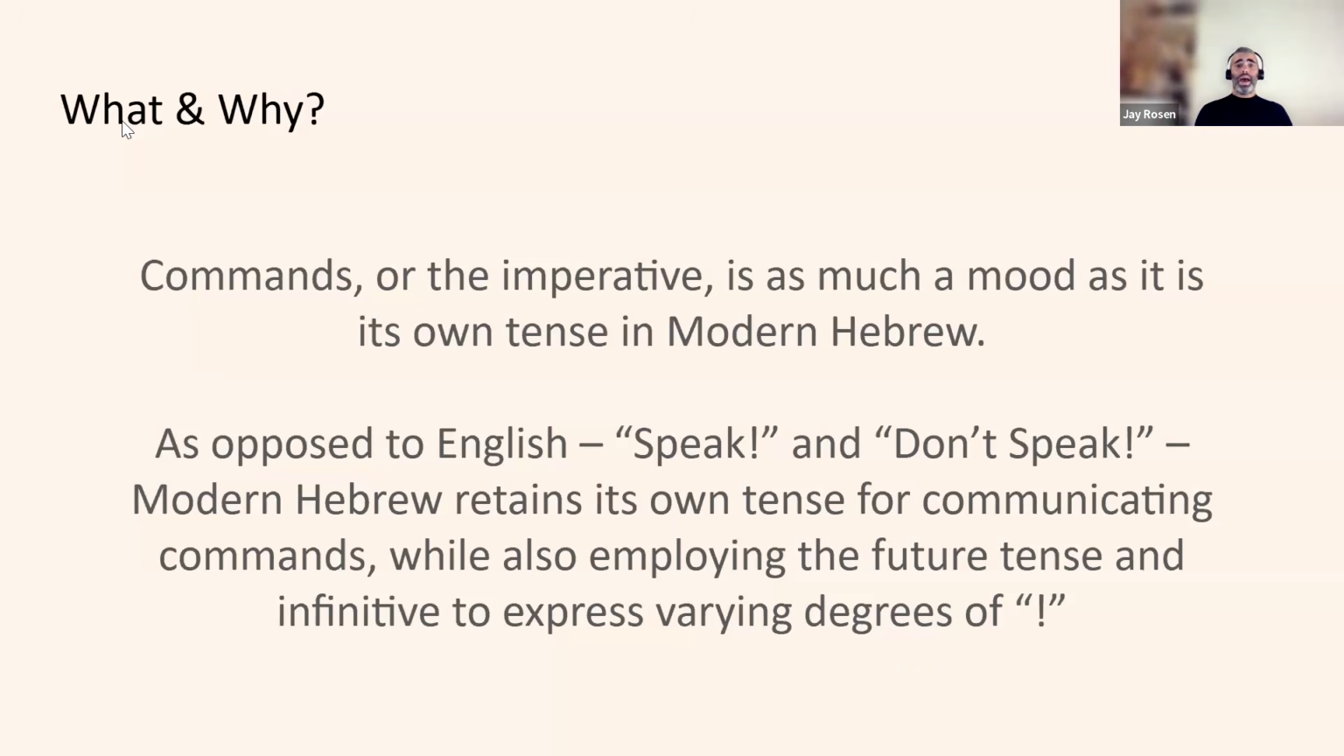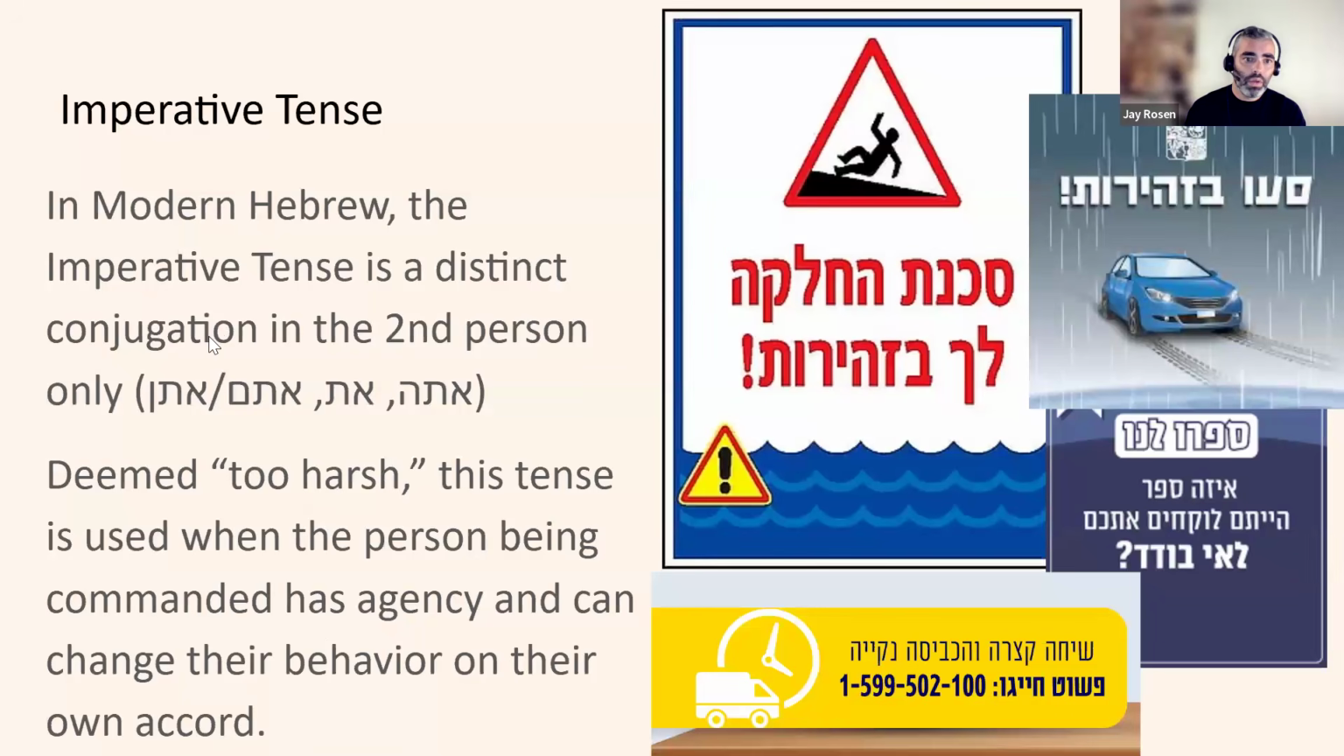Modern Hebrew has its own tense for imperatives, for commands. We also use three other constructs, in fact, and we're going to look at each of them. And like I said, for each example, you're going to see when they're used, why they're used, and examples of them. So let's get into the oldest and the most unique one, which is considered its own tense. This is called the imperative tense.